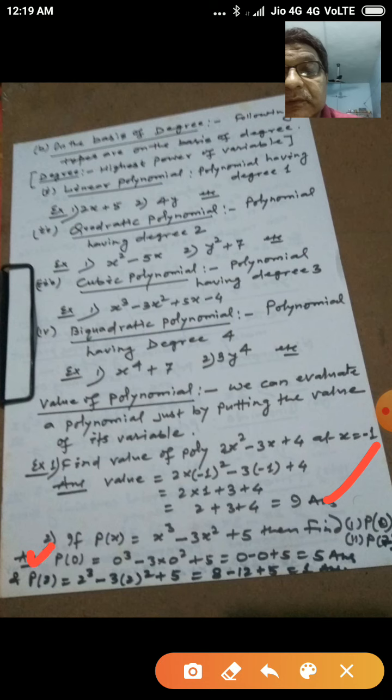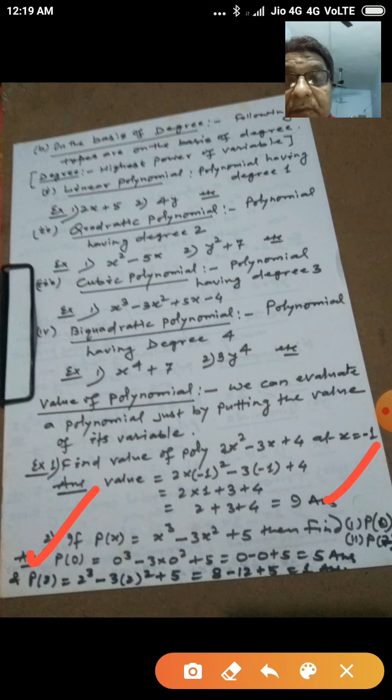Similarly, second question is, if a polynomial of x, actually p in the bracket x, it is read as p of x, that is polynomial in x variable. This is the name of the polynomial. So if p(x) equal to x cube minus 3x square plus 5, then find p(0) and p(2).